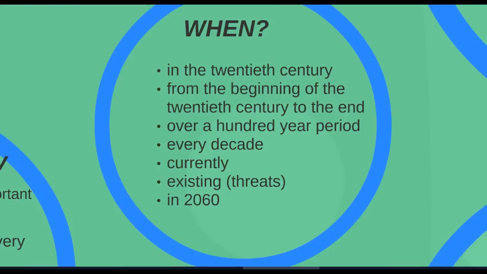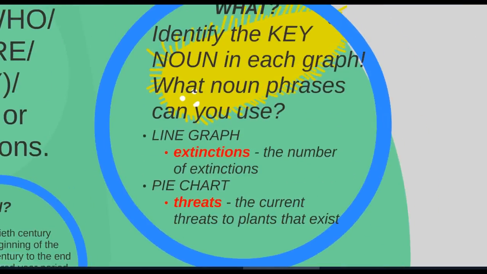When? In the 20th century, from the beginning of the 20th century to the end, over a 100-year period, every decade, currently, existing, or in 2060. And what. This is super important. Identify the key noun in each graph. In the line graph, the key noun is extinctions. And in the pie chart, the key noun is threats.